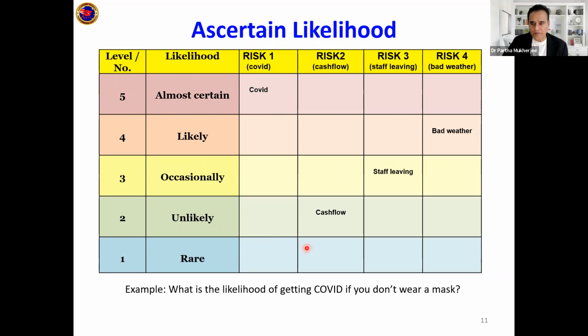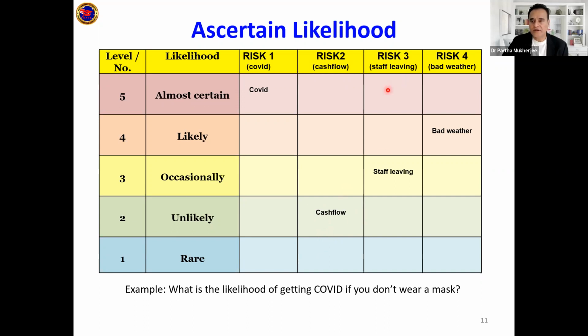Let's take another example, cash flow. So what is the possibility of running out of cash in the project? You have planned, but your sponsor might delay your payments, or your negotiation has been not up to the standard, and therefore you can have a cash flow issue. But you will say, I have taken care of it through my contract, and therefore it is not rare, but it is unlikely. So you will put cash flow here.